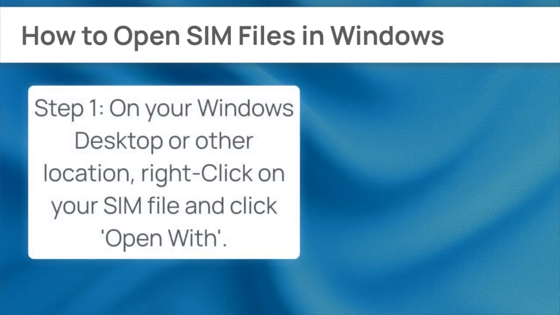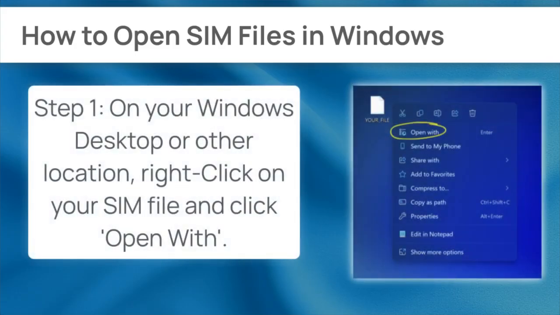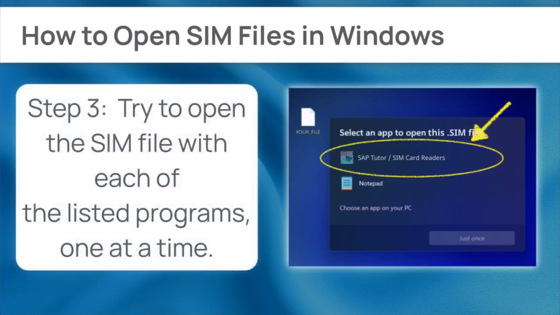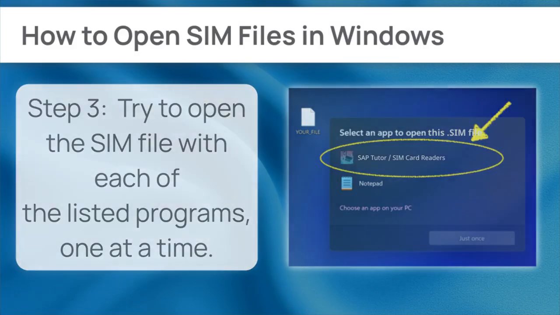Your most critical first action is the file association test. Right-click the SIM file and choose Open With. If SAP Tutor or SIM card readers is on your machine, test it. If not, choose another program. We must find the right software.